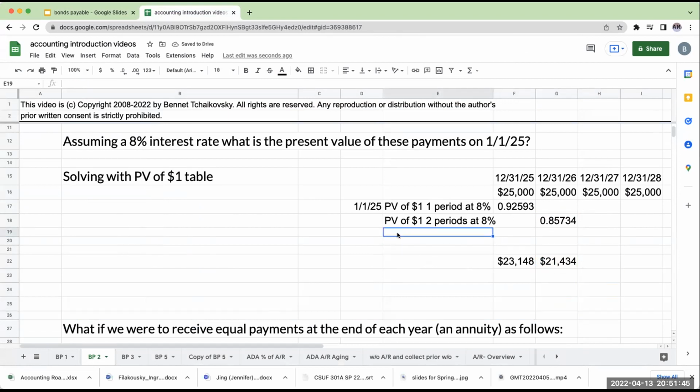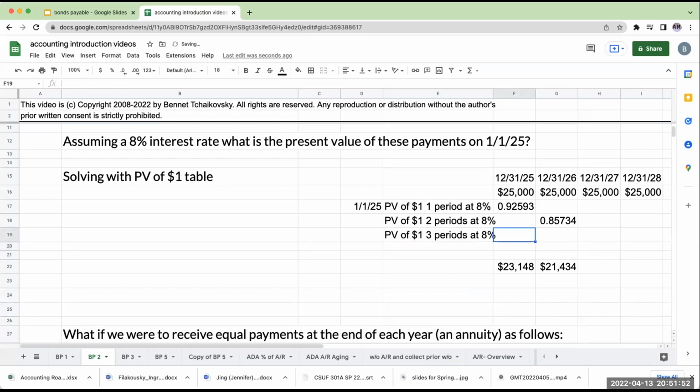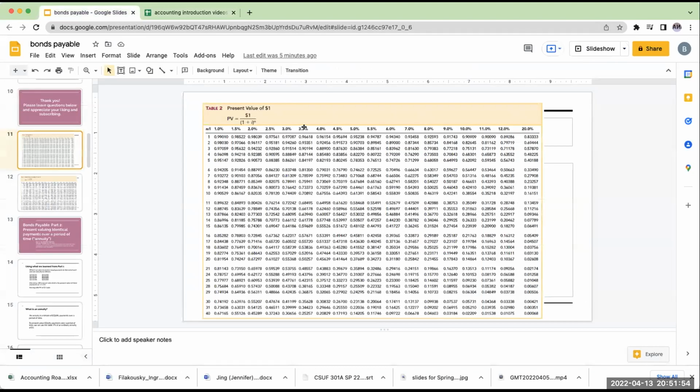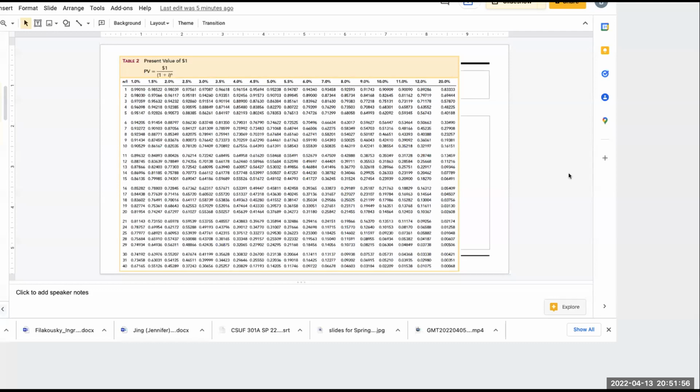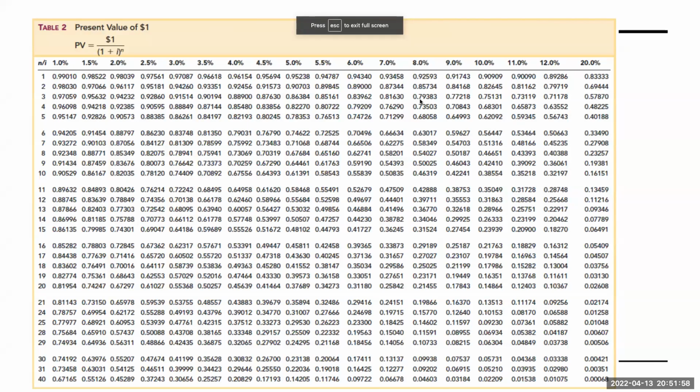For the third payment, I'm going to go to present value of a dollar, 3 periods at 8%. So right over here, 3 periods at 8%, present value of a dollar, 0.79383.